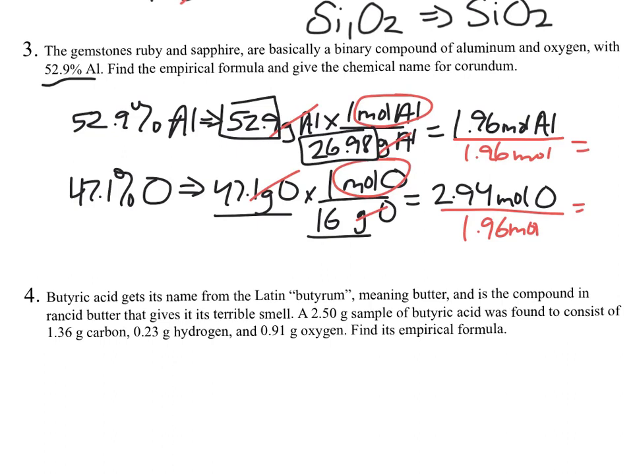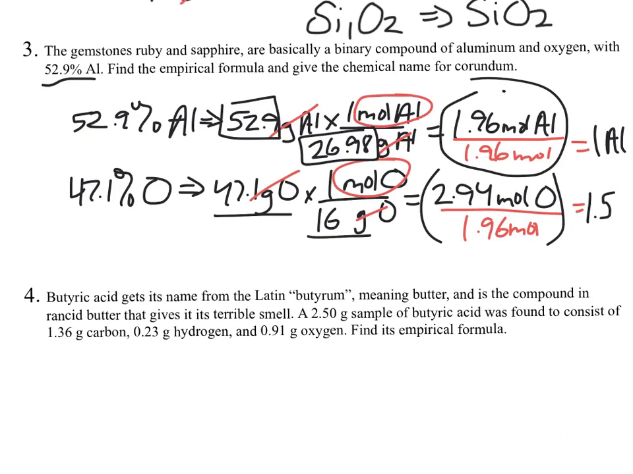Let's see. Well, 1.96 divided by 1.96 would just give you 1. So that's a whole number 1 for aluminum. And 2.94 divided by 1.96 gives you a number, if you put in the calculator, that can be rounded to a very close 1.50. All right, so if we wrote that out, 1 aluminum and 1.5 oxygens, that would be our empirical formula, except it's not a whole number, so that doesn't work.